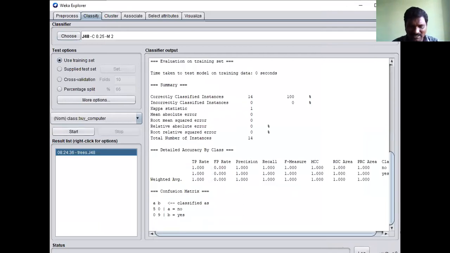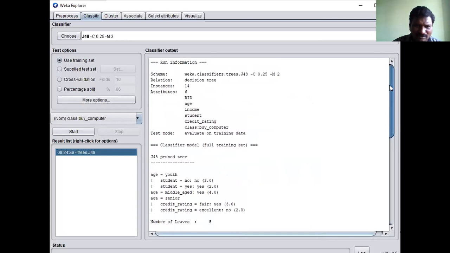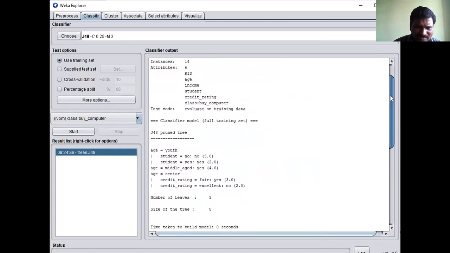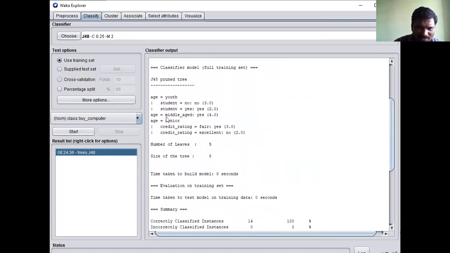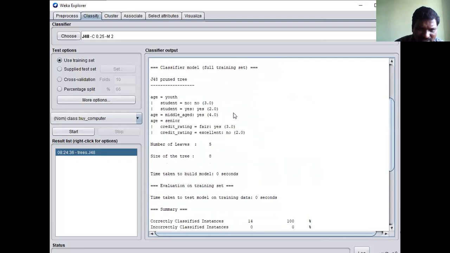Here it will generate some information. What is the information here? The information consists of attributes. There are totally 6 different attributes, and then the J48 pruned tree. Age equal to youth, here comes the different information. Age equal to youth, student: yes. Age equal to youth, student: no.